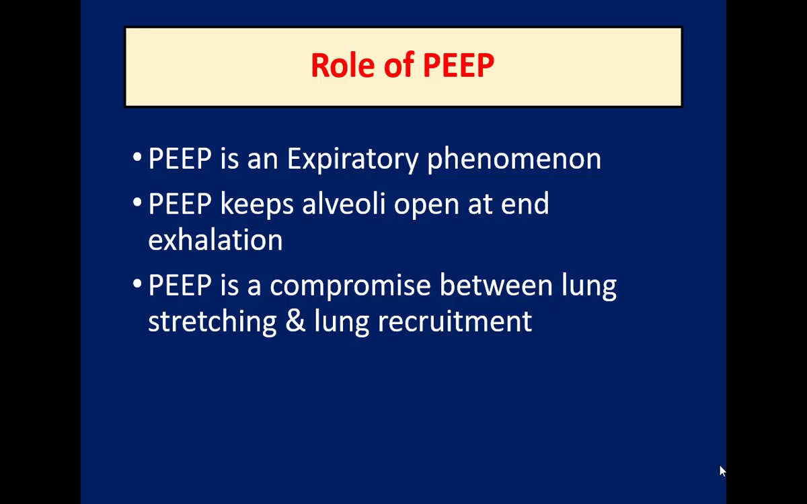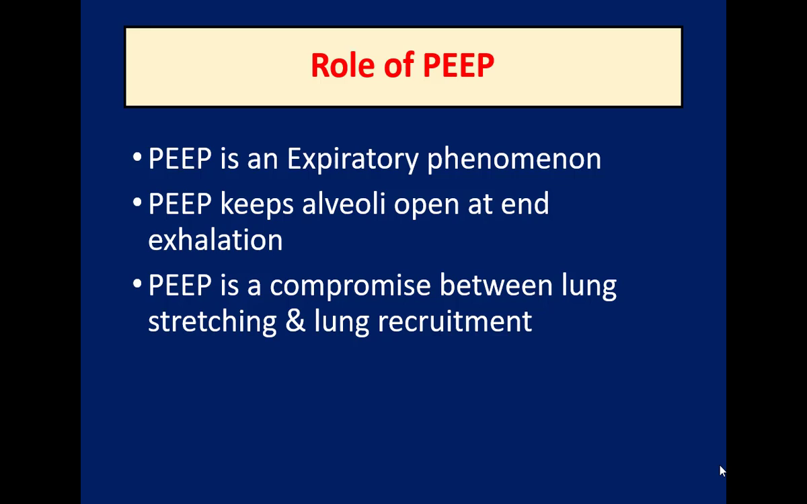Okay. So role of PEEP. We have controlled the upper point, the overdistension, with use of the low tidal volume. But what about the atelectrauma? How can we prevent the collapse? Here comes the role of PEEP. PEEP is an expiratory phenomenon. PEEP keeps alveoli open at the end of exhalation. So those alveoli which were collapsing at the end of exhalation are kept open by using the appropriate PEEP.